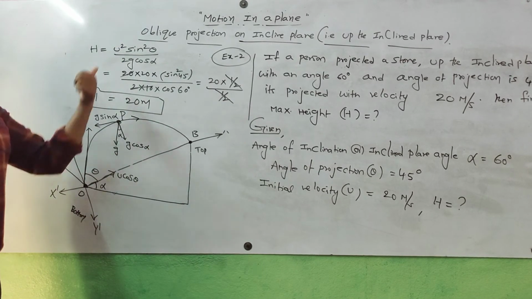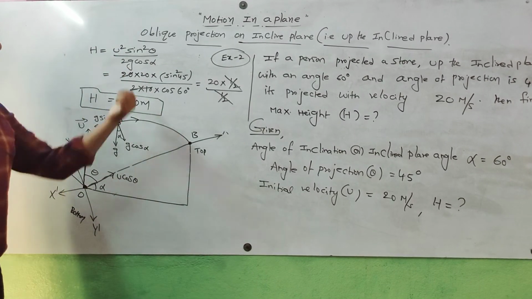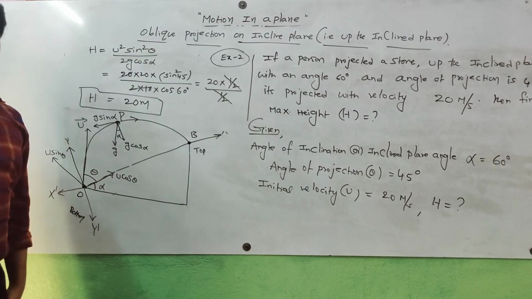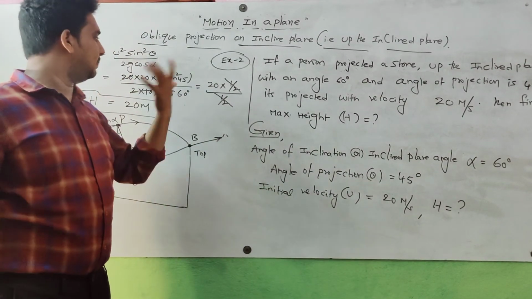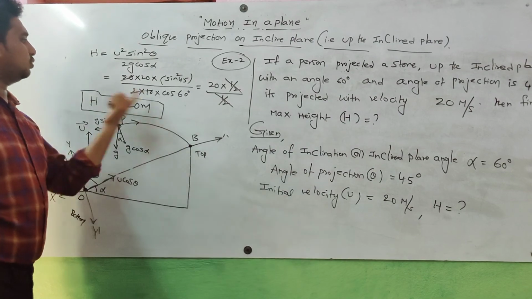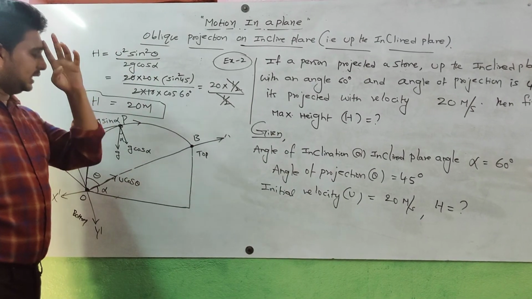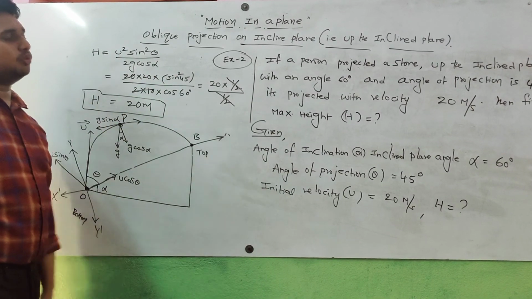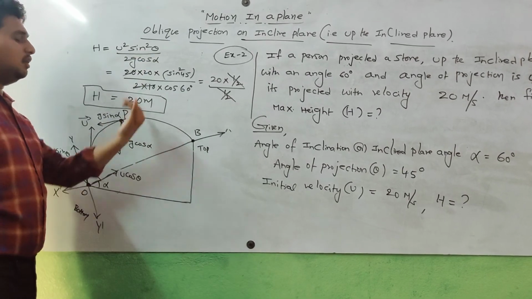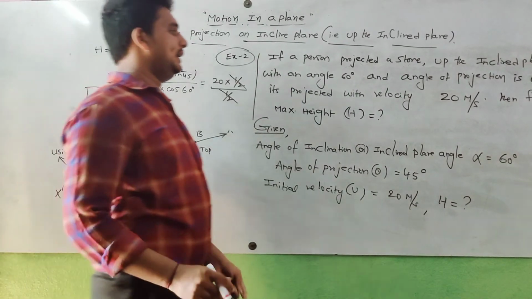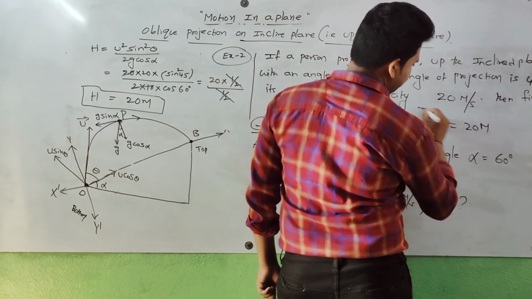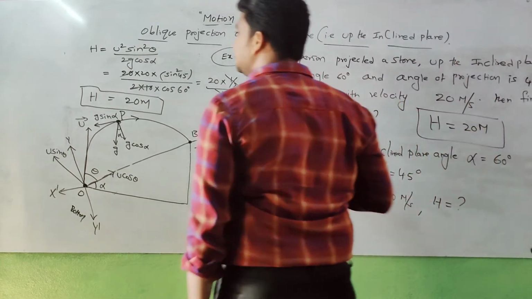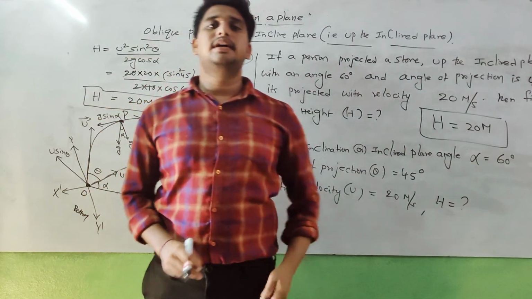Observe carefully. 20 into 20, 400. 400 into sin square 45, sin 45 is 1 by root 2, whole square 1 by 2. Here 2 into 10, 20 cancels. This 20 into 1 by 2, here also 1 by 2, both are going to be cancelled. We got maximum height h is equal to 20 meters. So this is the solution for this question.